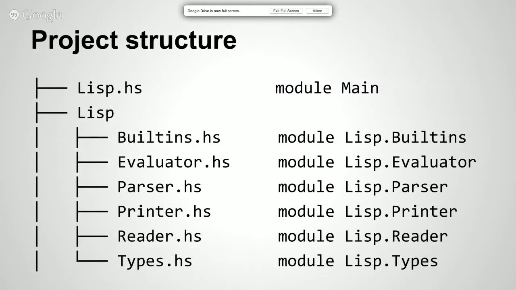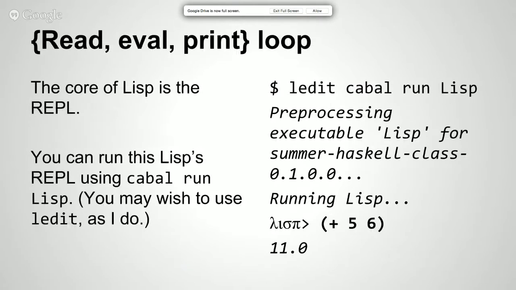The project structure that I have and the module names are generally mirrors of each other. Lisp/Builtins.hs is Lisp.Builtins. The only one that's different is Lisp.hs because it's an executable. It has to define a module called Main. If I called the module Lisp, then when I try to build the executable, it would say I can't find module Main, and it would be an error.